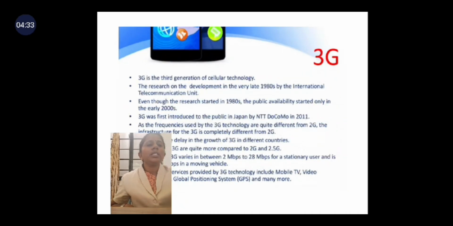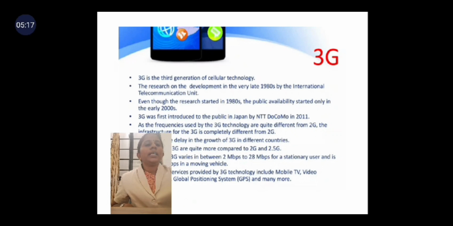And next we see the third generation. The third generation was developed from the 1980s to the ITU standard, and it became available in the 2000s. It was first introduced in Japan by NTT DoCoMo. The frequencies used for the 3G technique are quite different from 2G technologies, and it offers a much higher data rate compared to 2G and 2.5G. The data rate varies from 2 megabits per second to 28 megabits per second. 2 megabits per second is for stationary use, and 28 megabits per second is for moving objects.